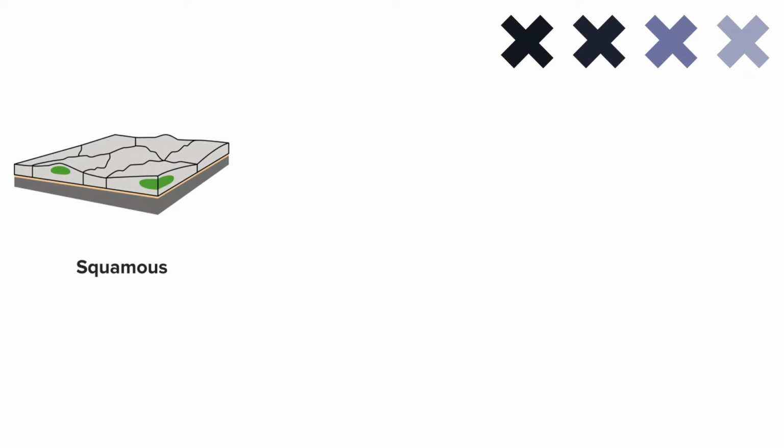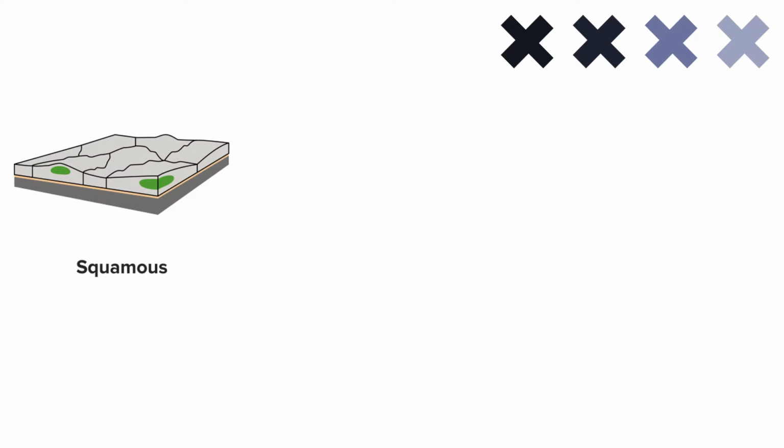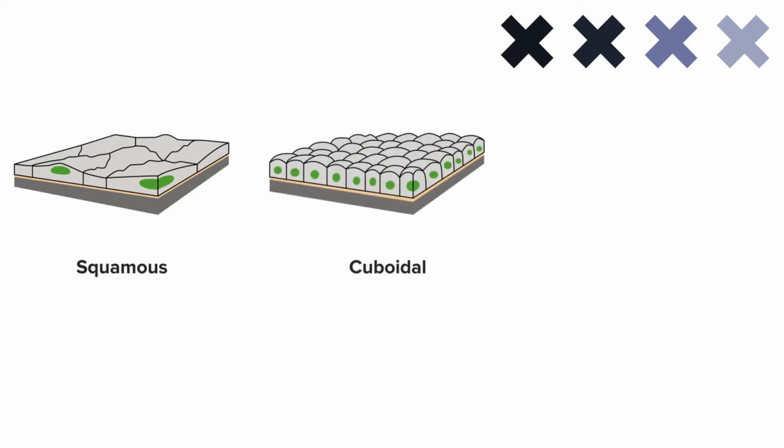So we have squamous epithelium, which is made up of thin, flattened cells. They form the lining of the mouth, lungs, and capillaries. And of course, they allow exchange of gases and materials. The second type is the cuboidal epithelium. So from the name itself, they are made up of cube-like cells.